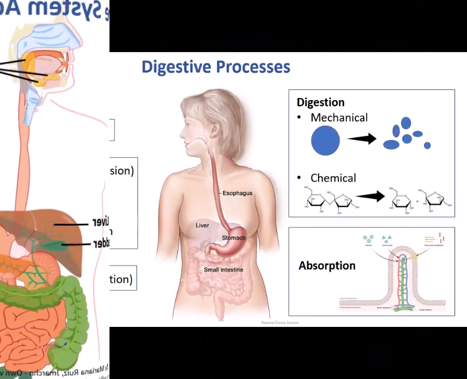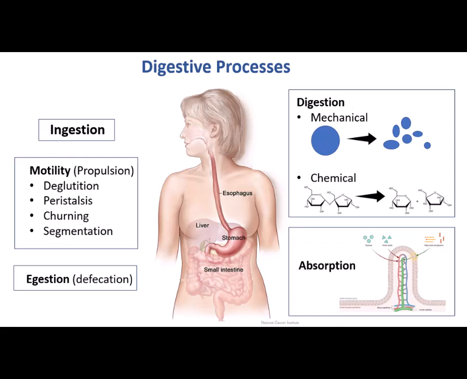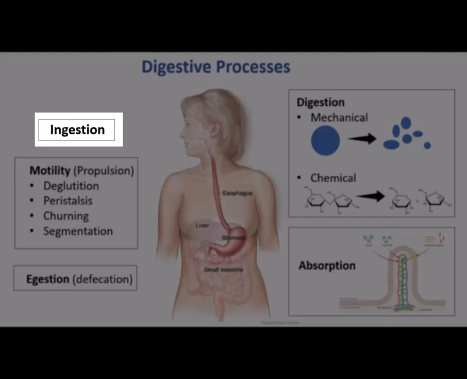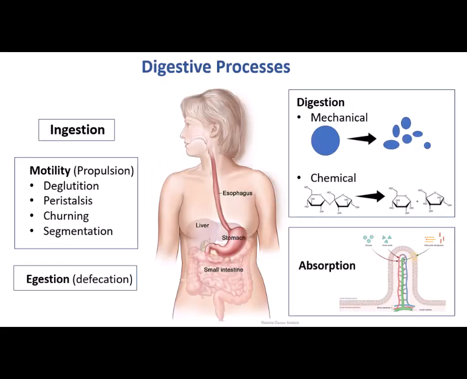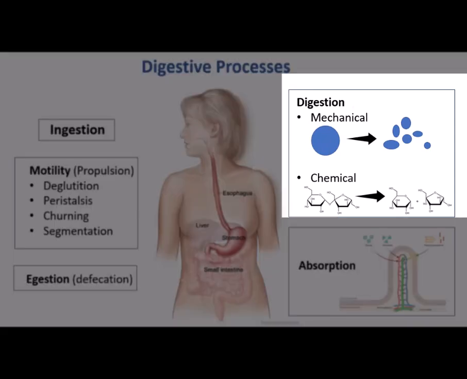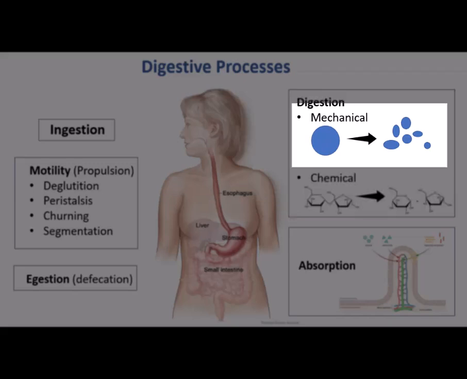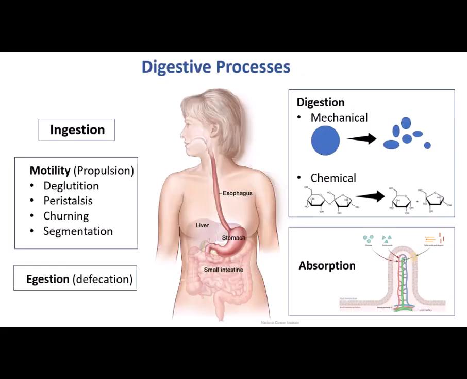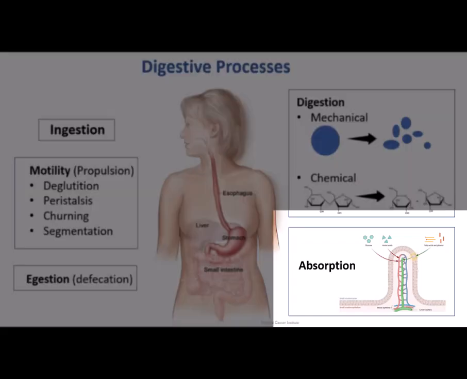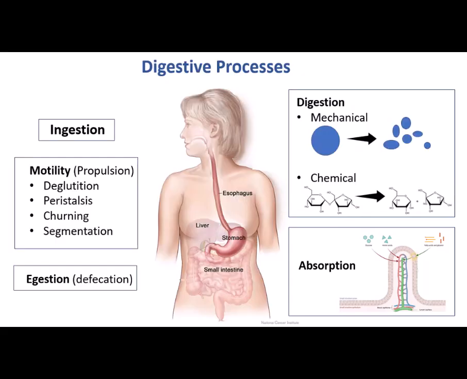As we work through their function, we're going to talk about 5 different processes. Ingestion is pretty obvious. Motility, also called propulsion, means moving substances through the tubes, and it'll take different forms in different organs. Digestion, here we need to look at both mechanical digestion, that means physically breaking large chunks into smaller chunks, and chemical digestion, meaning that we're using enzymes to break the chemical bonds between molecules.